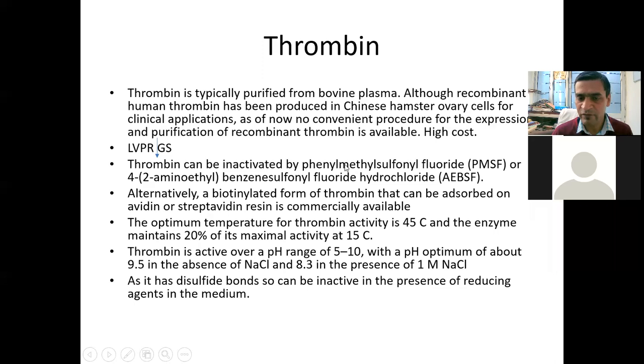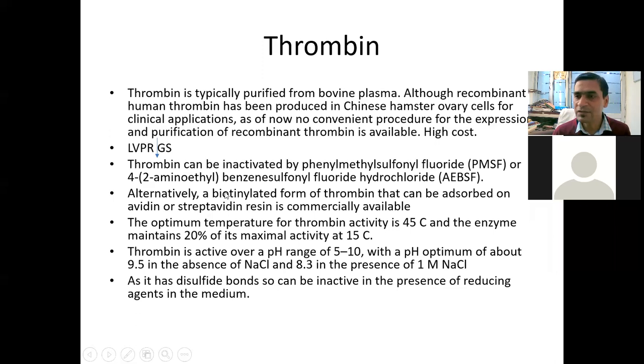Other systems are also there where you can remove the enzyme instead of inactivating it in the sample itself. For this, a biotinylated form of thrombin has been produced that can be absorbed on avidin or streptavidin resin, which is commercially available. So people have also produced thrombin molecules which are already tagged with biotin. So biotinylated thrombin people are able to produce, and they are selling it commercially also. So when your thrombin is already tagged with biotin, you can easily remove it by capturing on avidin columns or streptavidin columns.